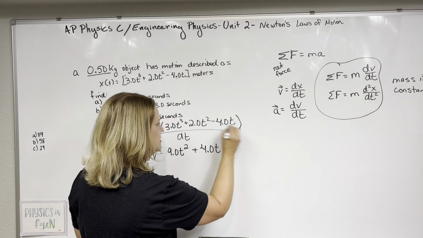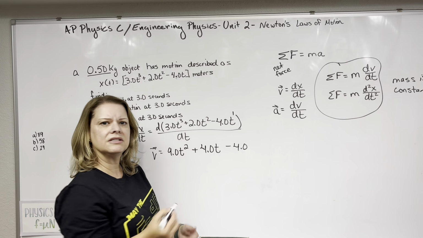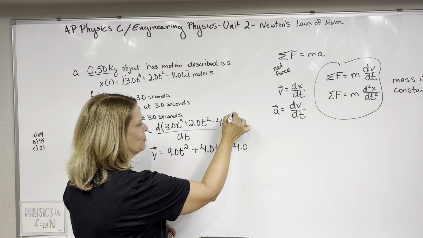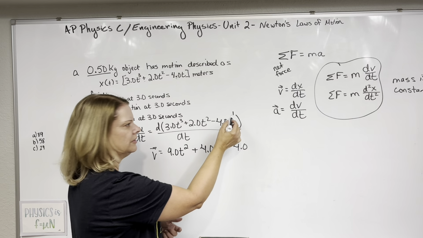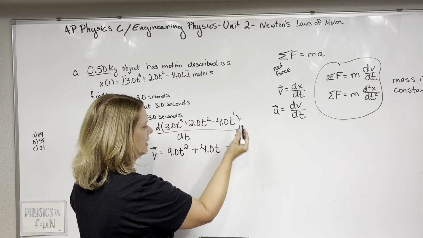All right, then we get to this next little guy. We've got minus 4.0. That's like saying t to the 1. So we just don't put it there because it's kind of redundant. So we bring the 1 down. 1 times 4 is just 4, a negative 4.